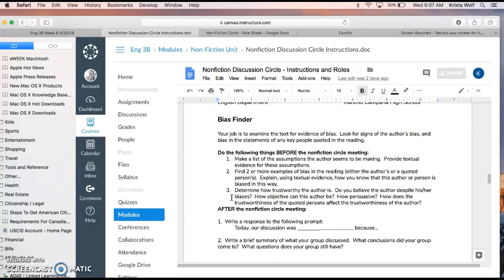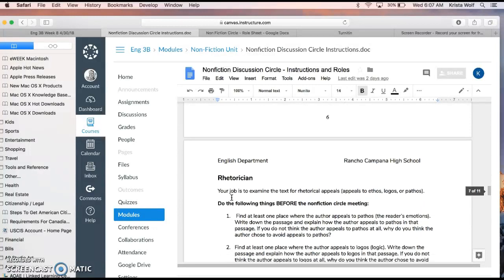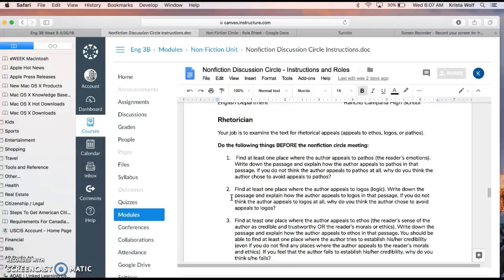And that question could actually be a really good transition question to go into if anybody chose the next role, which is the rhetorician, because the third one is about an appeal to ethos, right? The reader's sense that the author is credible, okay? And you may want to start with that question if you want to go from bias finder to rhetorician to talk about that same thing. What did this person find, and what did the other person in your group find? Because that's really where you're engaging the text on this level, okay?